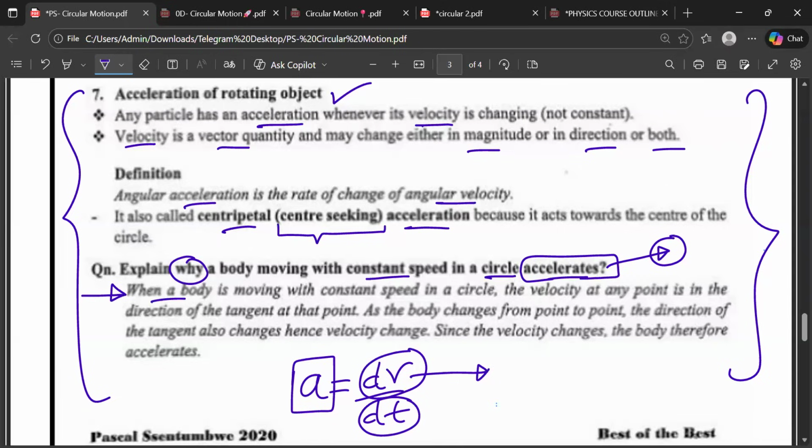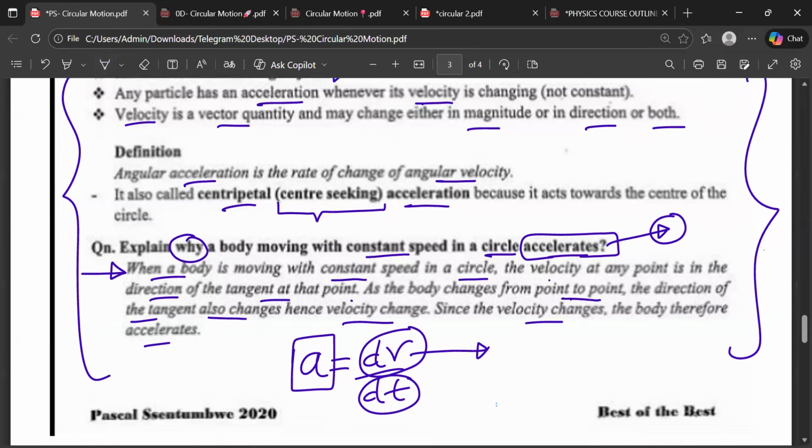When a body is moving with a constant speed in a circle, the velocity at any point is in the direction of the tangent at that point. And as the body changes from point to point, the direction of the tangent also changes, hence velocity changes. Since the velocity changes, therefore the body accelerates.